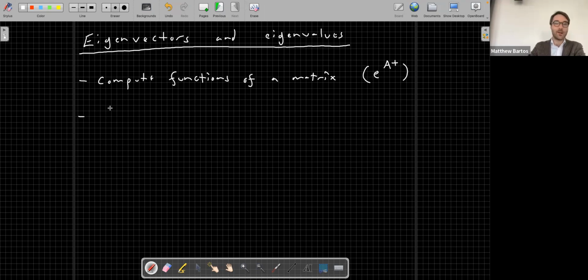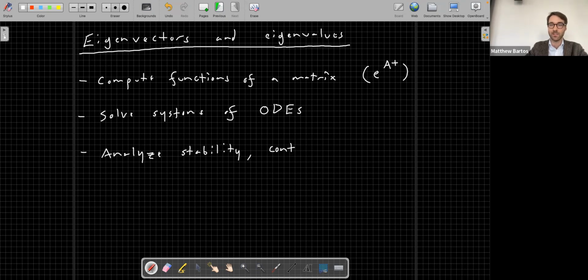Along the same lines, that will allow us to solve systems of ODEs. So it's important for solving these dynamical systems. In homework 5, you formulated these systems, but you haven't yet actually solved them. To do that, we will need to look at the eigendecomposition. Third, it'll allow us to analyze some important intrinsic properties of systems of ODEs. In particular, it'll allow us to analyze stability, controllability, and observability. We can do all of these things by just looking at the eigenvalues of our state space system.